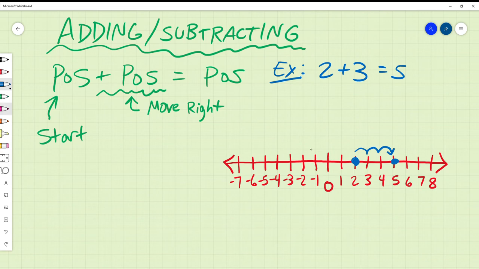Now, if we're adding a negative number, okay, let's say if we add a negative number to anything, whether it's positive or negative, that's going to indicate that we're moving opposite, that we're moving to the left.